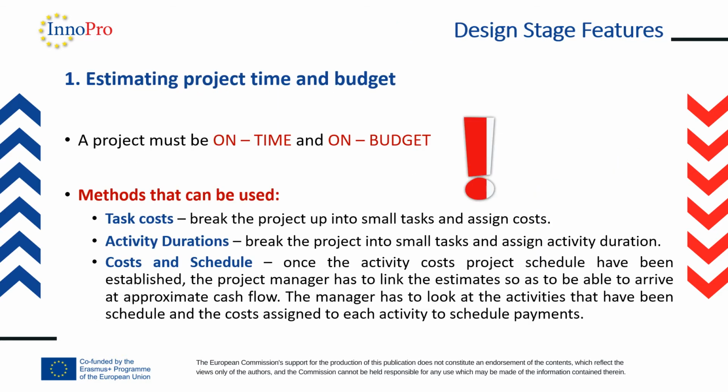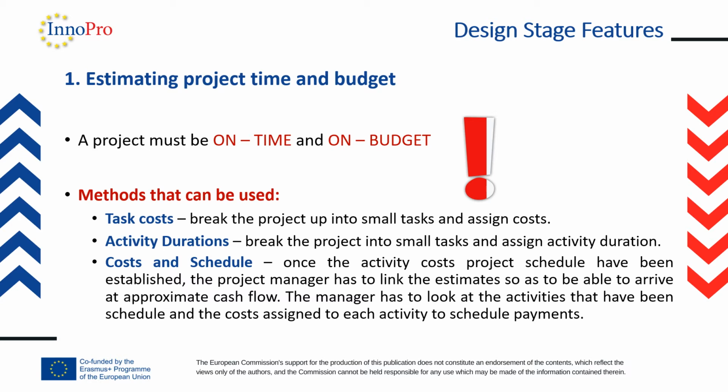First of all, we will talk about estimating project time and budget. Probably all of you understand that all projects should be, or maybe must be, on time, fulfilling their time performance, and also on budget, fulfilling all the financial prerequisites and requirements. We can use some methods when planning project time and budget. We can, for example, use a simple task cost, where we just break the project up into small tasks and assign a cost. So that is the case of budget.